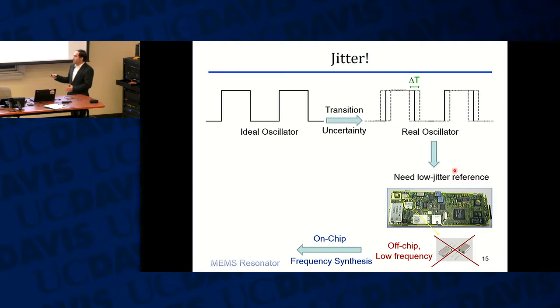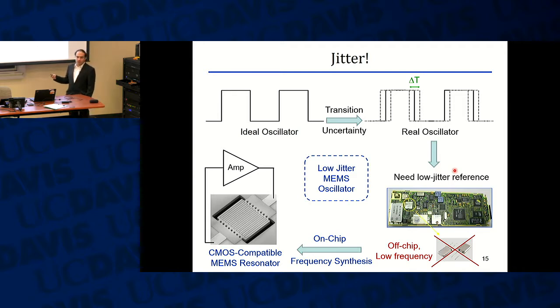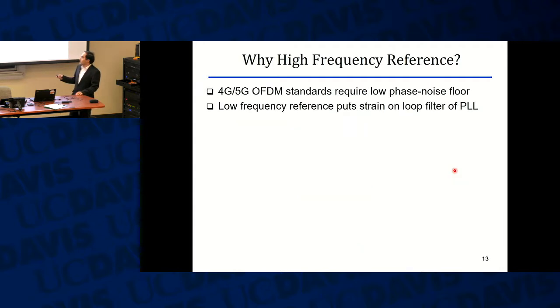The on-chip alternative is to use some sort of CMOS-compatible design. This is a CMOS-compatible gigahertz MEMS resonator, which we'll go through in this presentation. If you do this kind of design as opposed to a low frequency, less than 100 megahertz, you get an advantage of over a decade improvement in the frequency. At the same time, you can have your low jitter MEMS oscillator. So this is another important portion of high performance systems, high data rate systems that we are diving into.